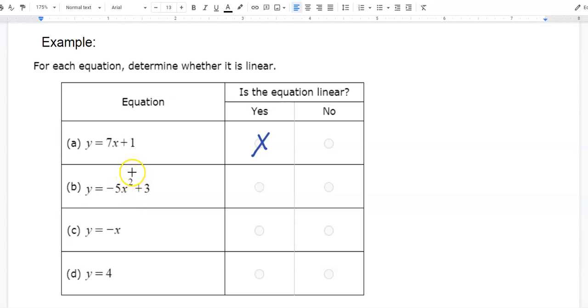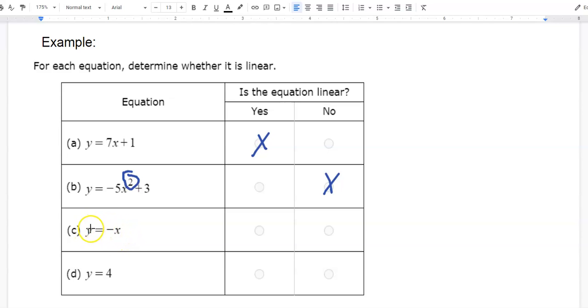Well, yeah, we do right here. That little 2 there says that this is not a linear equation, okay? That's an exponent on the variable, can't have that. Moving along, next one here, y equals negative x.